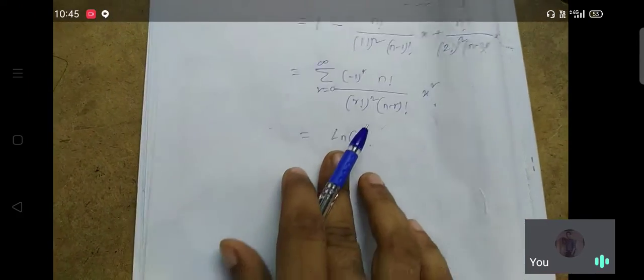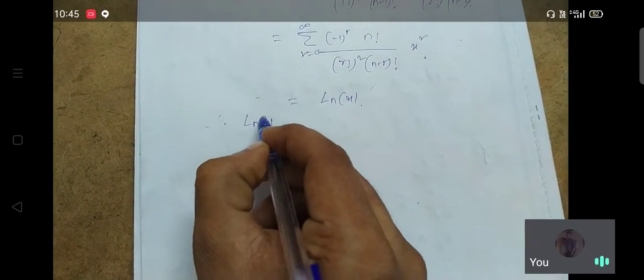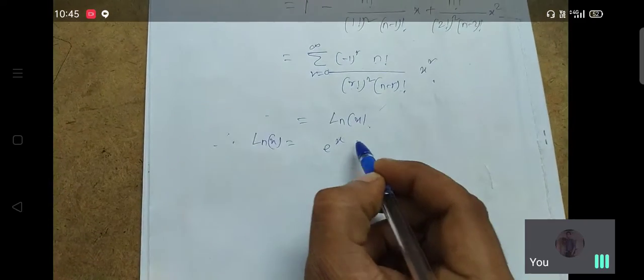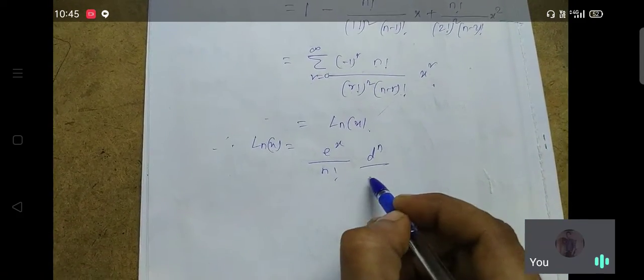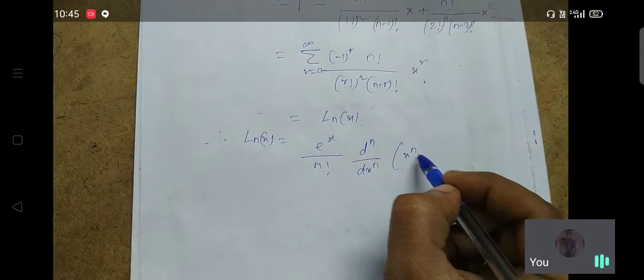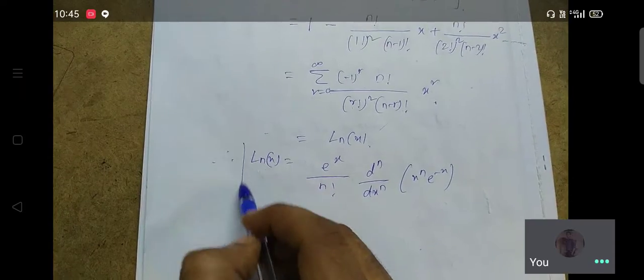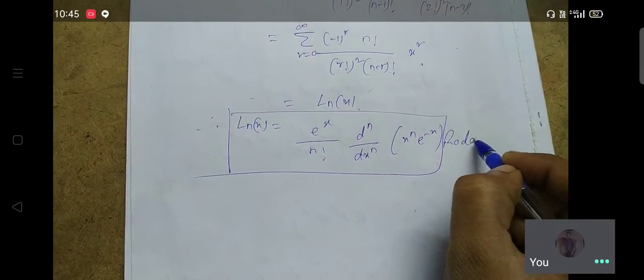Therefore Ln of x is equal to e power of x divided by n factorial, d power n divided by dx power n of x power n into e power of minus x. This is the Rodrigues formula.